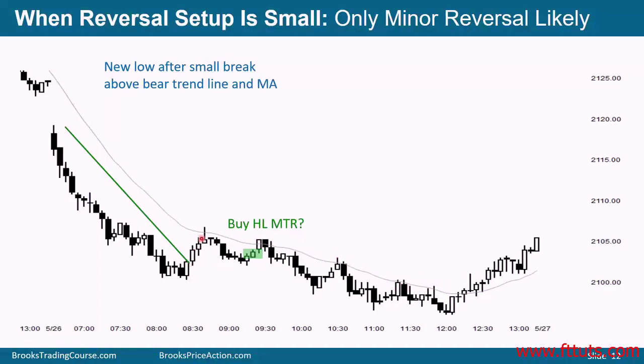This is not enough buying pressure after this tight a bear channel lasting this many bars to create a major reversal. And therefore, this higher low is probably a minor reversal, which means it will result either in a trading range or a bear flag and not a bull trend.